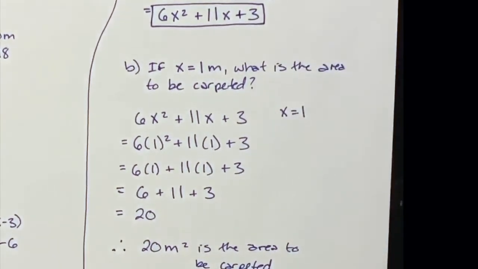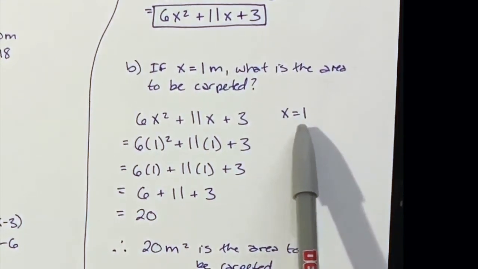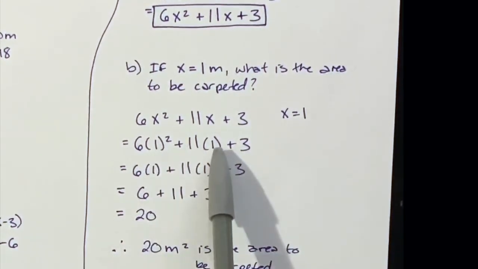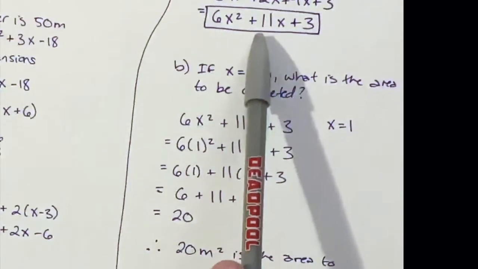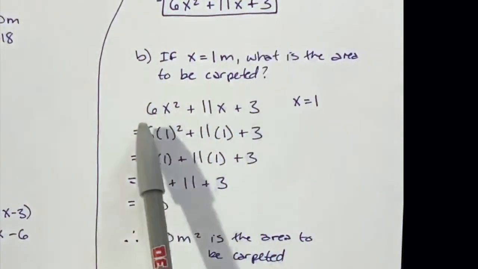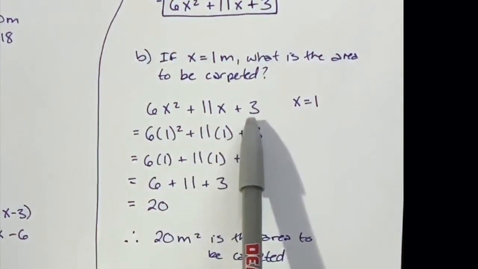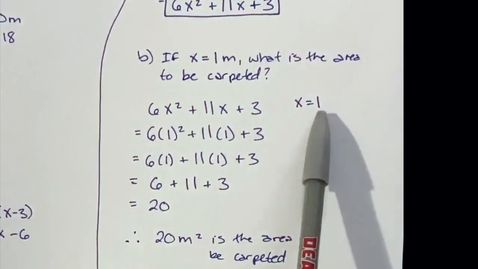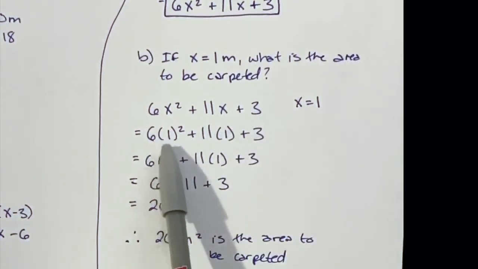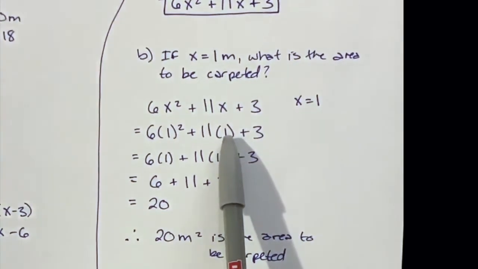So if my x is equal to 1 meter, let's figure out how many meters squared we have. So I'm going to take 1 and plug it in for the x's. So this is the same thing. Oops, my expanded form, my area. So let's rewrite it. 6x squared plus 11x plus 3. And I'm going to put 1 in for my x's. So 1 goes here and 1 goes here. And then we can just work through it.